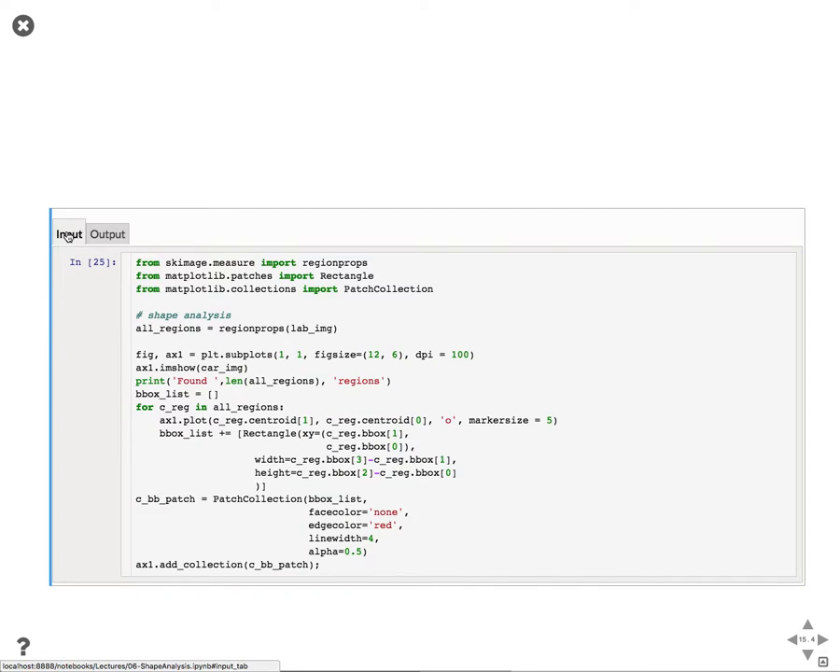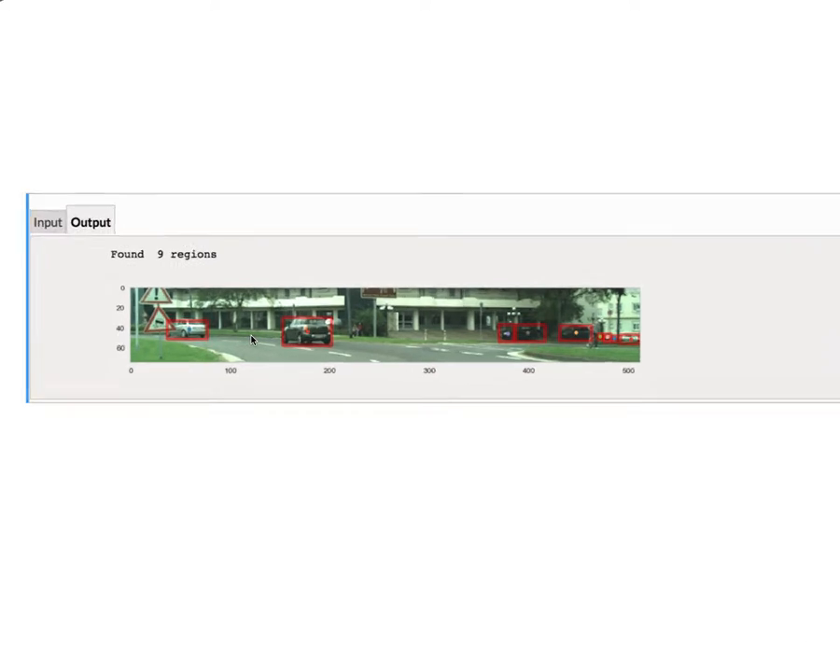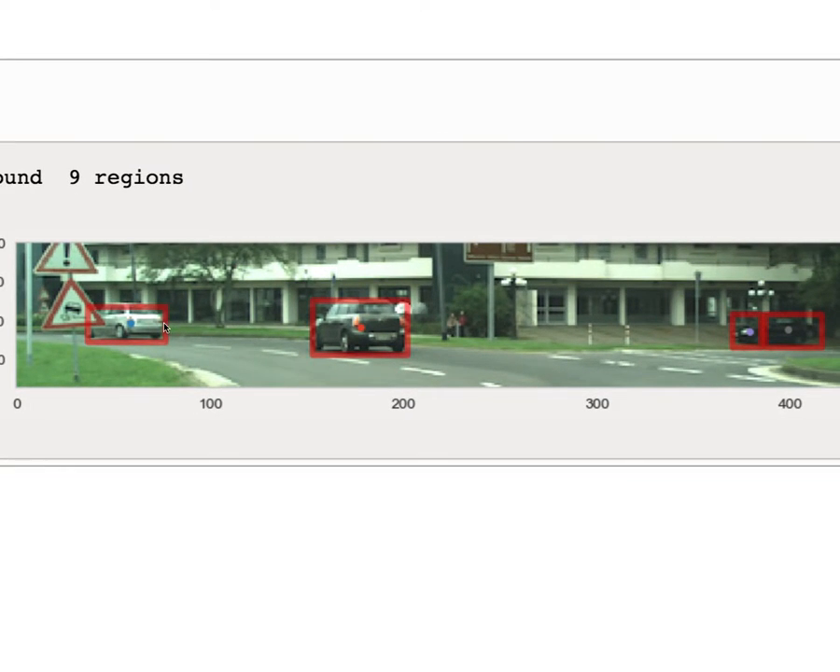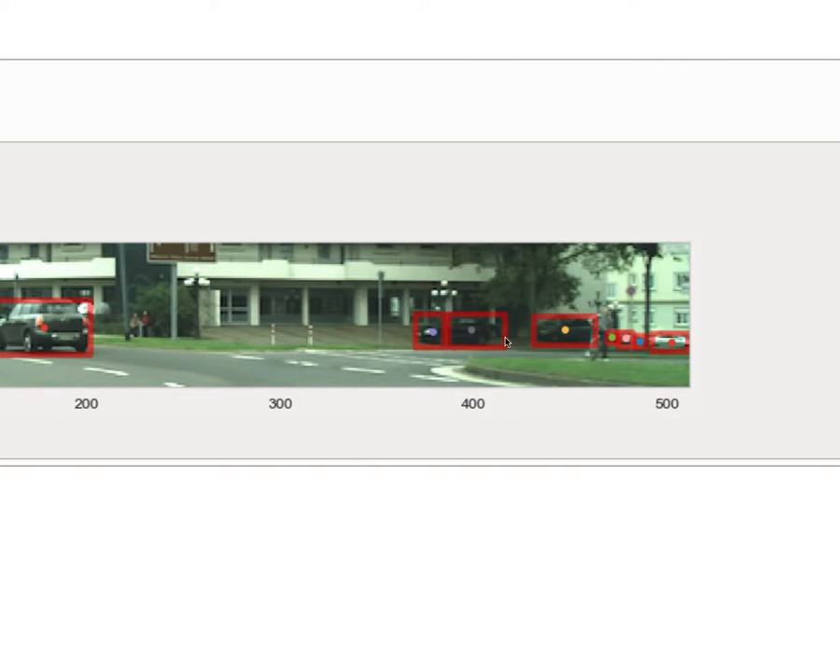Here we use the region props function, because again, we don't want to be going through all the pixels manually, and that does the shape analysis for us. Then all we have to do here is extract the right parameters, so the centroid and the bounding box, and then draw them on top of the image. And so we end up here with the 9 regions, and we have a point at the center for each car, and a bounding box that surrounds it.